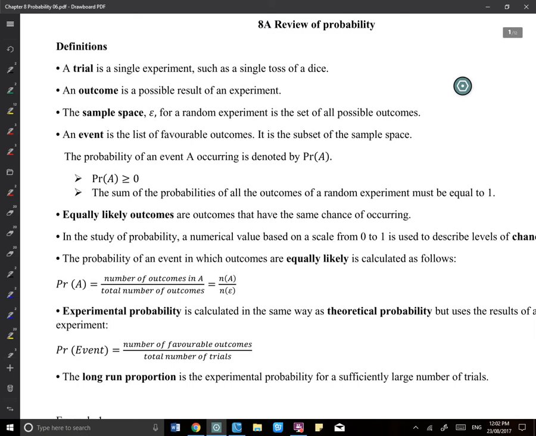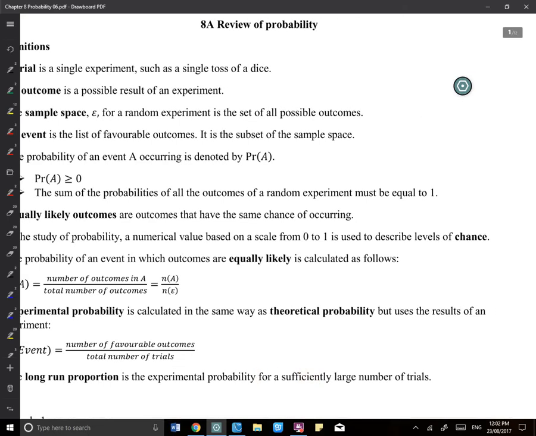An outcome is a possible result from the experiment. So what is the outcome for tossing a coin? It can be heads or it can be tails. Those are the two possible outcomes from that trial.